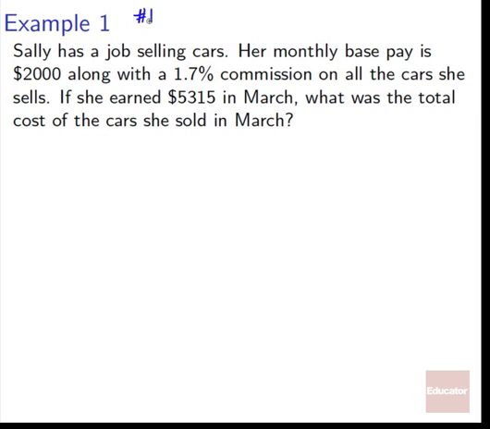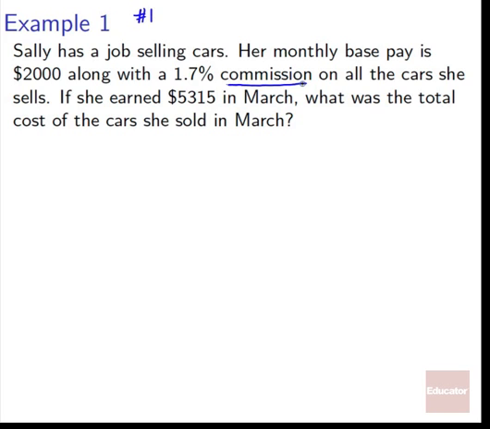Now we might go, I don't know what a commission means. So what do we do? We look it up, right? You toss the word commission into an internet search or you look up commission in a dictionary. It'd probably be a good first step. If you don't know what the word commission is, you look it up. We look up commission and we find out that it is normally a percentage fee that you get for selling something.